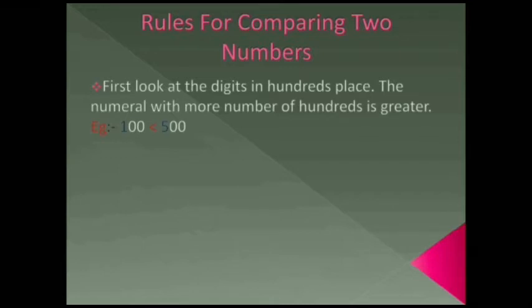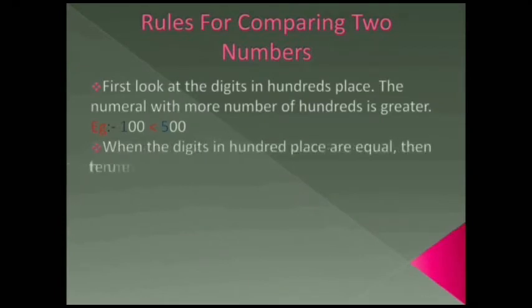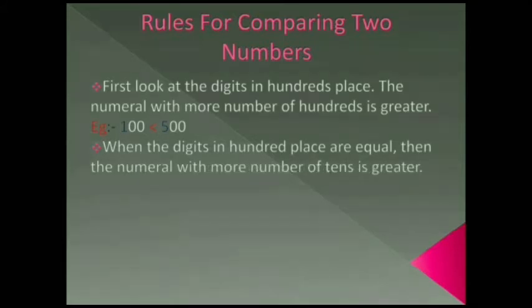What if the numbers in the hundreds place are same? Let us see it. When the digits in hundred place are equal, then the numeral with more number of tens is greater. Observe these examples. Here the number in hundreds place is same, so we should consider the number in tens place. Here we have 6 and 2 in tens place. 6 is greater than 2. Hence 160 is greater than 120.